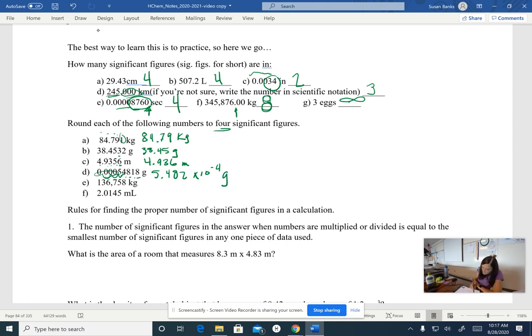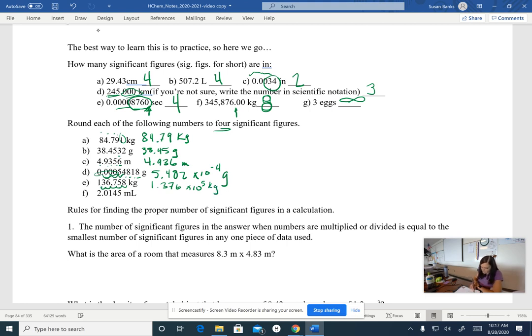Okay, here we go. 1, 2, 3, 4. That 5 also tells me to round up. So once again, I'm going to write this in scientific notation. So I'm going to write this as 1.376 times 10. Let's see, I had to move that decimal place 1, 2, 3, 4, 5 times 10 to the 5th kilograms.